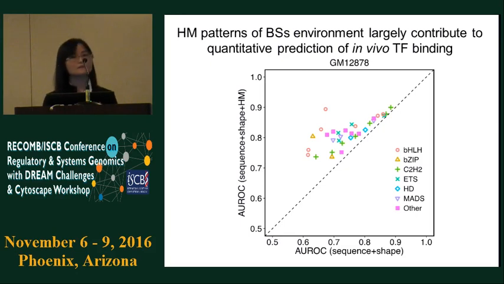So you can see here in the x-axis, our baseline model takes sequence and shape features, and then in the y-axis, HM augmented models can always outperform. And we found for those TFs from protein families having the conserved HM signature, they outperform most.